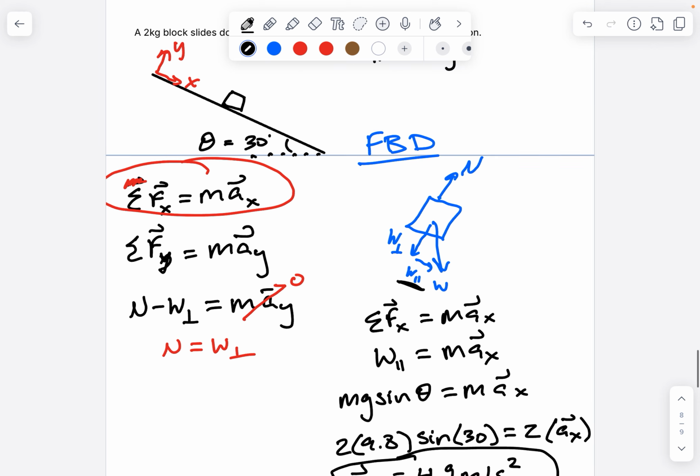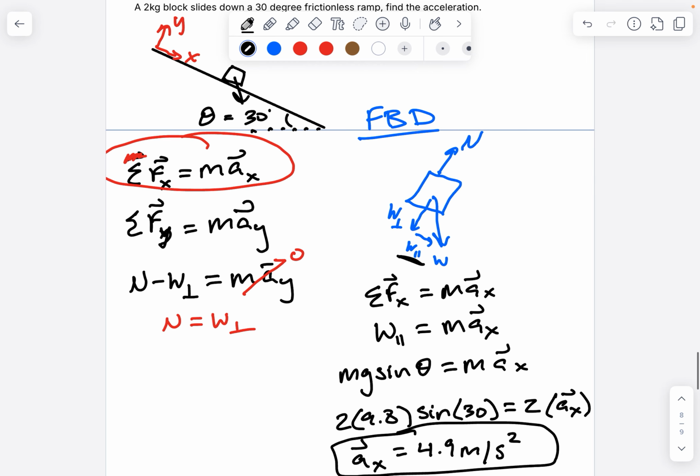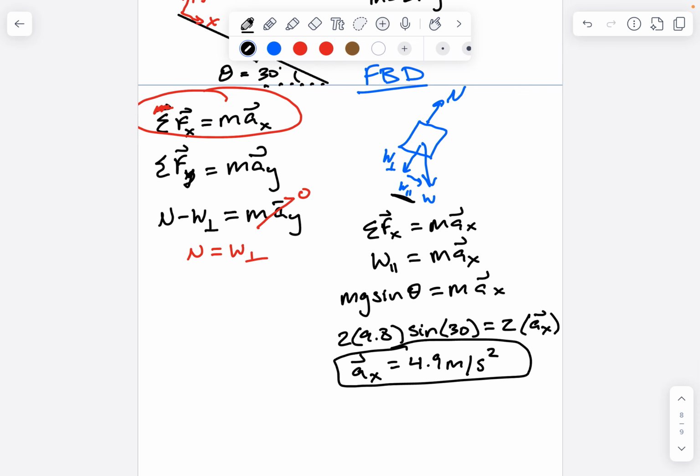Notice how we don't have anything explicitly pushing the block straight down like that. We just have the weight force pushing down, but not the entire weight force, only a part of the weight force, and that part is the weight parallel. Using the weight parallel, we can see how it moves the block down at an acceleration of 4.9 meters per second squared. So I hope that helps.